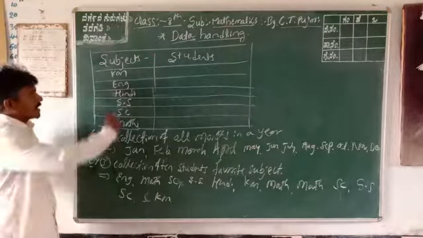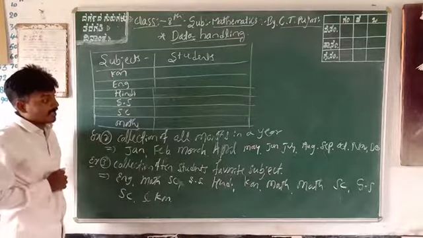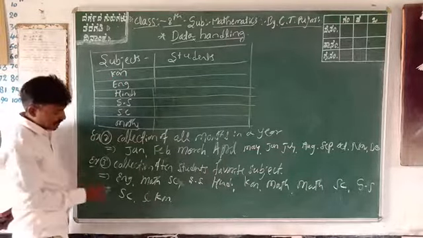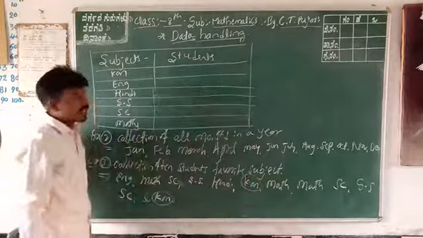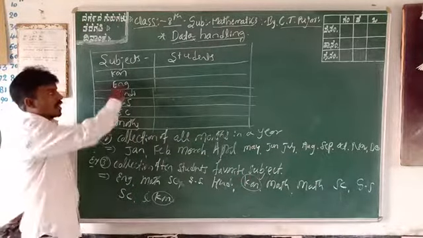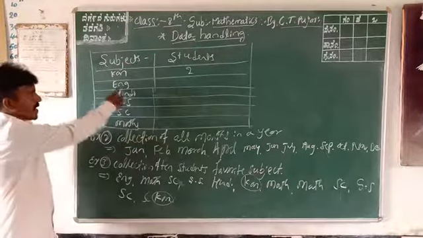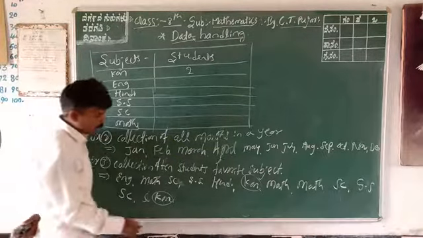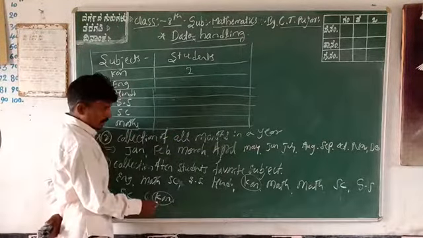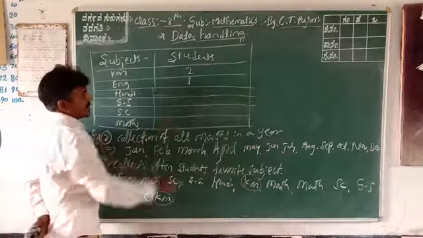First one is Kannada. How many students have Kannada as their favorite subject? One student, two students. Only two students are here. Kannada, two students are interested. What about next? English. How many students are interested in English? Only one student. Only one student has it as a favorite subject.